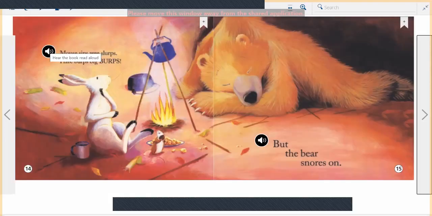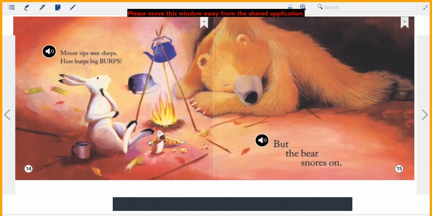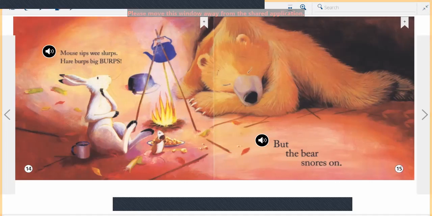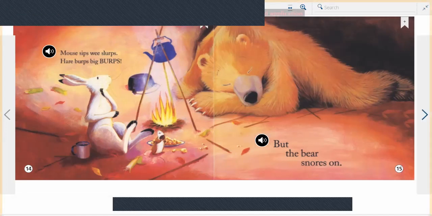Mouse sips wee slurps. Hare burps big burps. What does slurps mean? It says mouse sips wee slurps. Slurps means to drink noisily. So he's making a lot of noise when he's drinking. And look at bear. But the bear snores on. He snores on. He's not waking up.